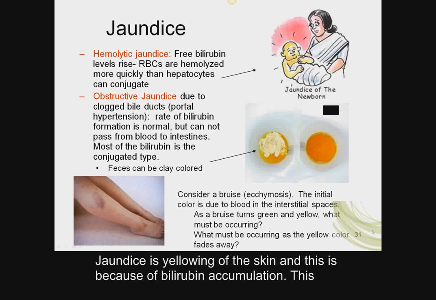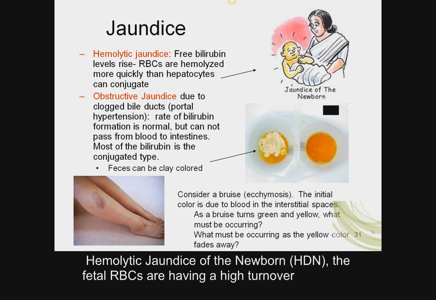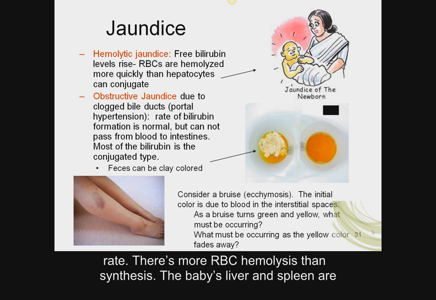Jaundice is yellowing of the skin, and this is because of bilirubin accumulation. This can be from either the free bilirubin or conjugated bilirubin building up. When we talk about hemolytic disease of the newborn, or HDN, the fetal red blood cells are having a high turnover rate. There's more red blood cell hemolysis than synthesis.